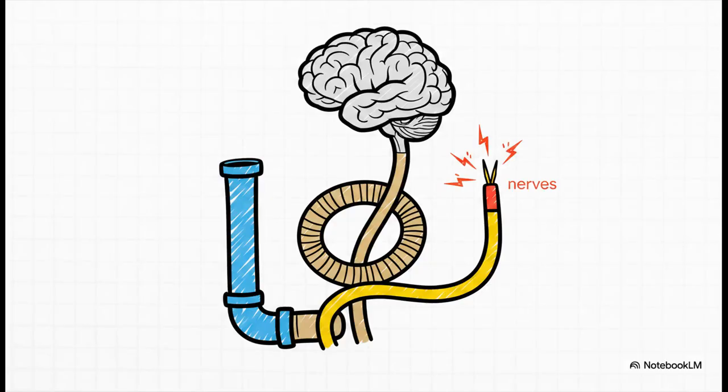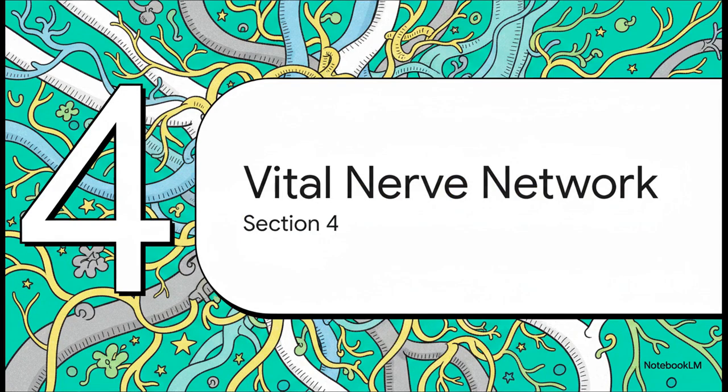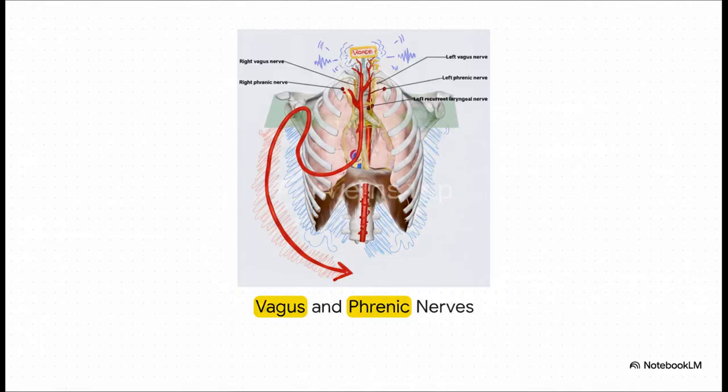Now, here is where it gets absolutely fascinating. We have the plumbing and we have the transit tunnels, but what actually controls all of this? Obviously, we need communication wires. Which brings us to Section 4, the vital nerve network. Hidden away among all these massive tubes and vessels is an incredibly dense network of nerves, specifically the vagus and phrenic nerves.